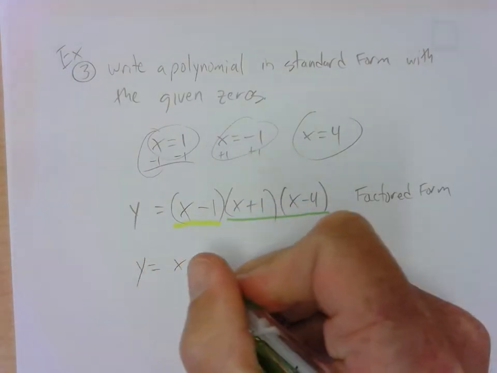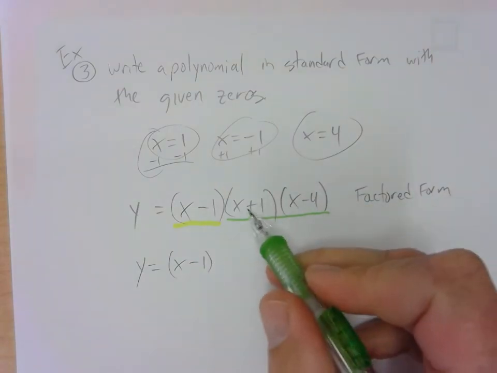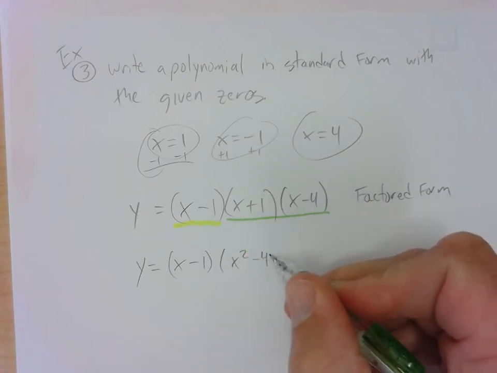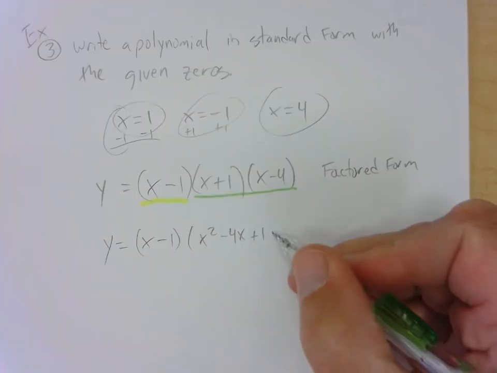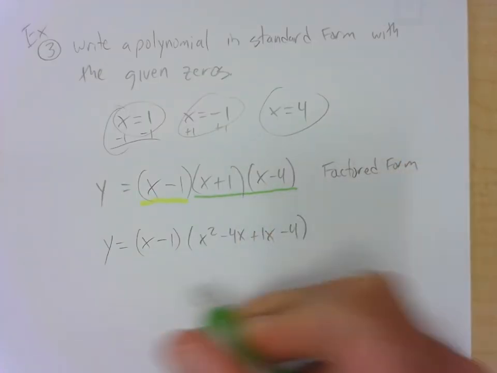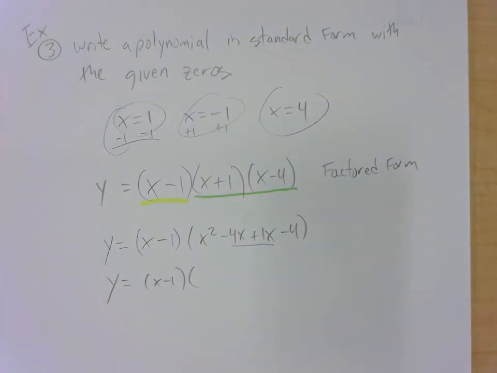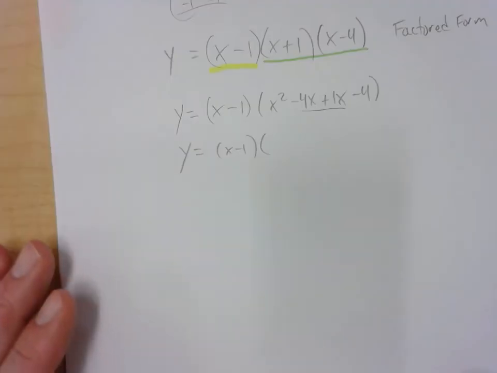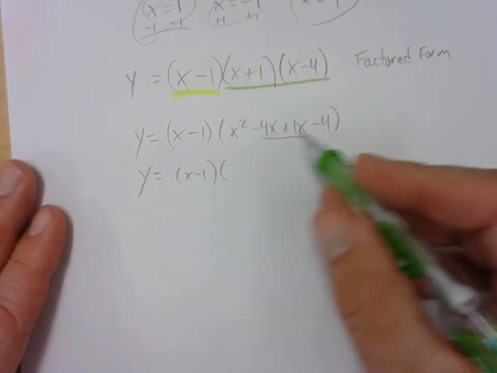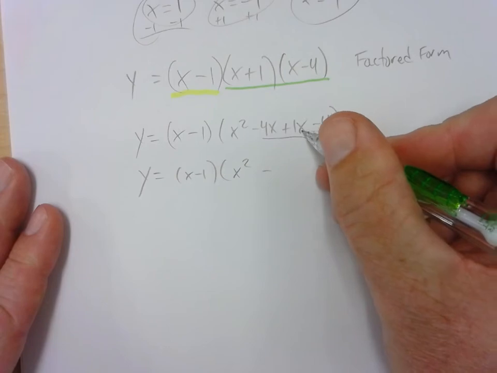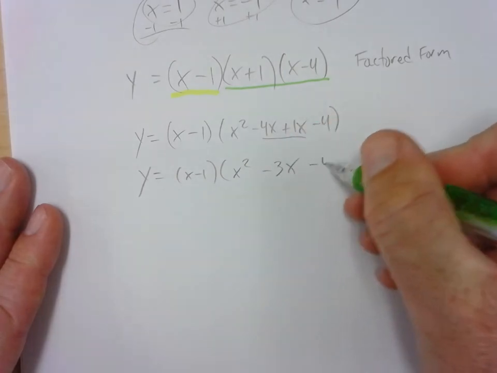So y is equal to x minus 1. And here we go, the FOIL process. First times first, x squared. Outside, inside, last. Now this is an important step right here. You want to put these together, because if you don't put those together, you're going to get a really long thing. So to finish this off, we're going to bring these two terms together. That's very important. Drop down the x squared minus, you got -4 things, and you add 1 to it, so we're still in the negative, and then -4, drop that down.